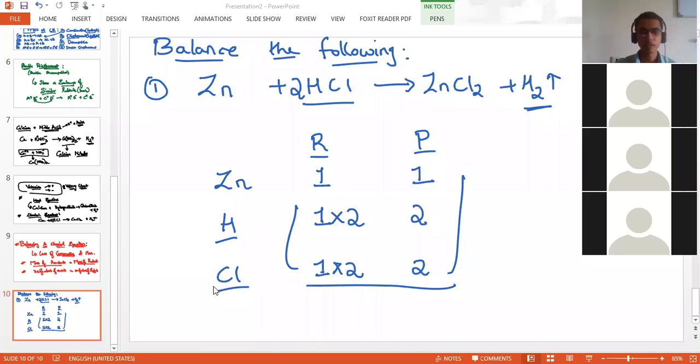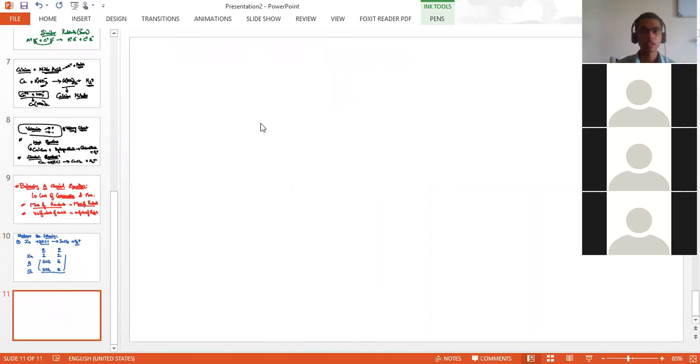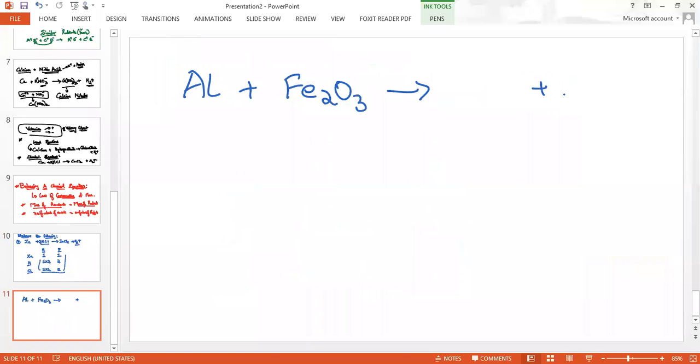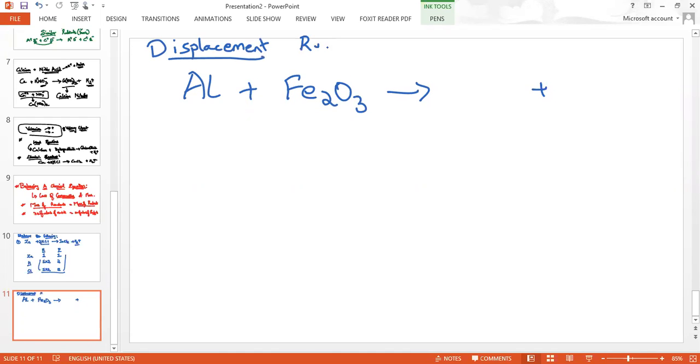Another chemical equation which I want you to try balancing is the reaction between aluminium and Fe2O3. What would be the products? It's a displacement reaction. So you can try.